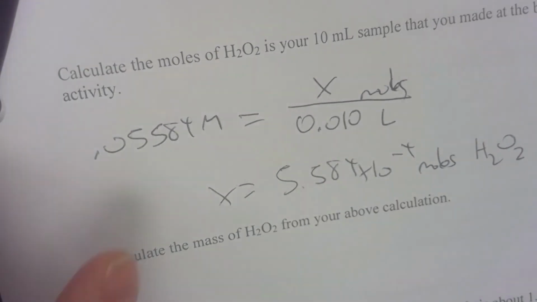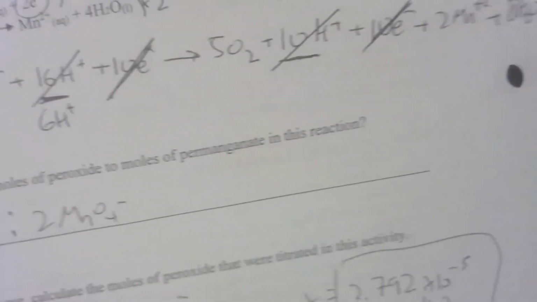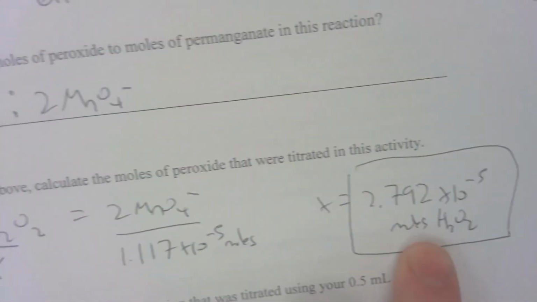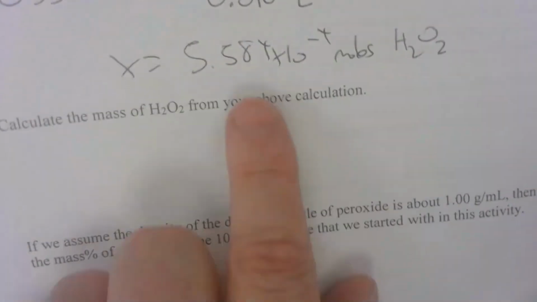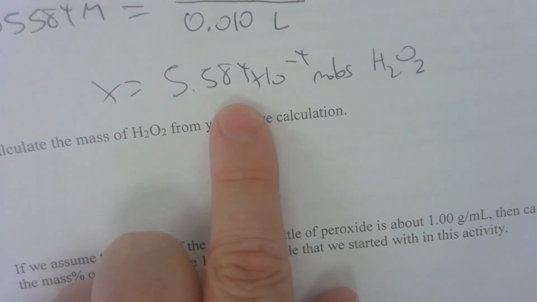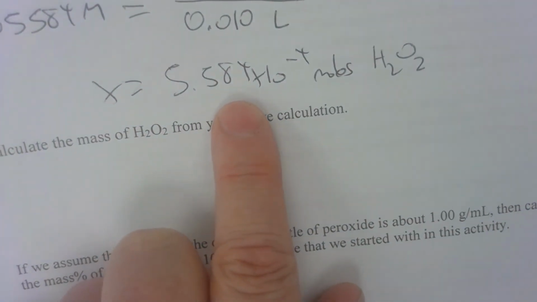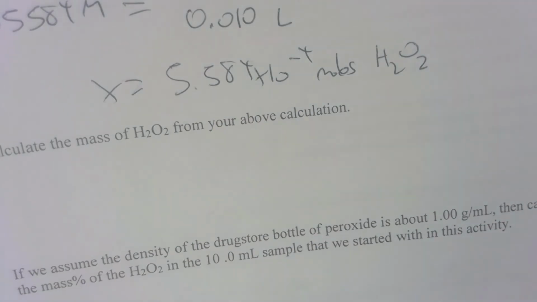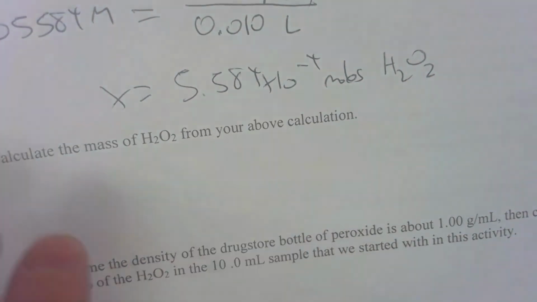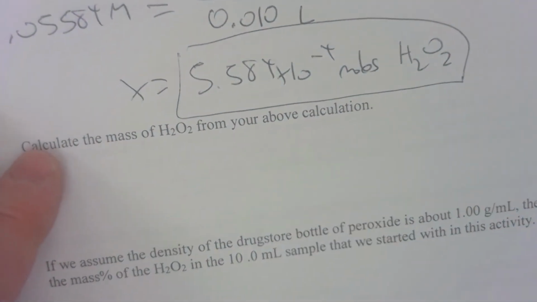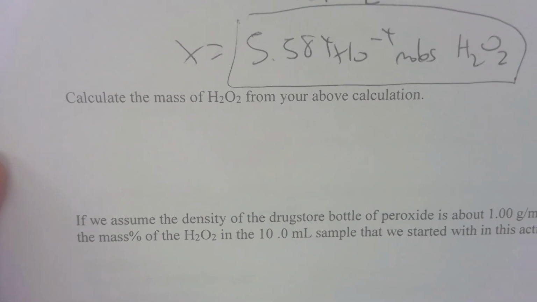Just so that you're not confused, these number of moles right here from the previous page, these were the moles that were in the well plate, in the 0.5 milliliter sample that I titrated. These were the moles that were in the beaker, which was a lot more because that was a 10 milliliter sample. It's the same stuff, just obviously there's more moles in 10 milliliters than there is in 0.5 milliliters. So, that is the moles of H2O2 that was in the original beaker.